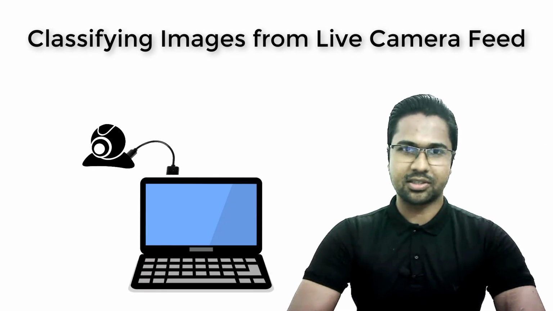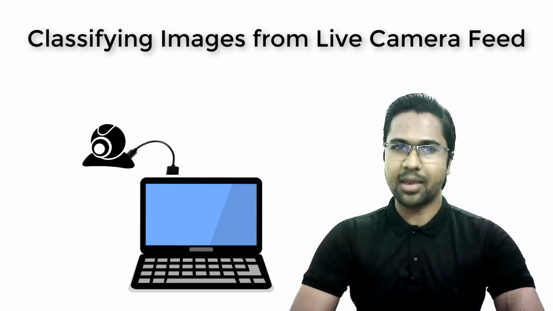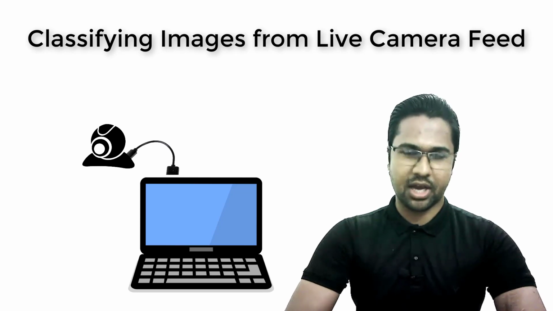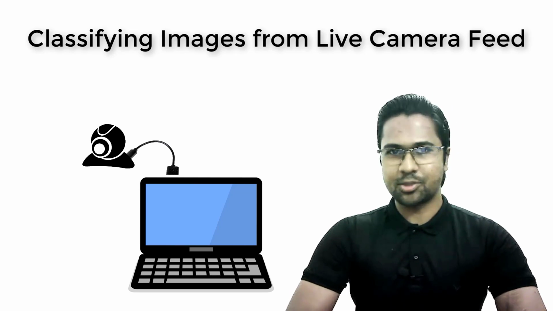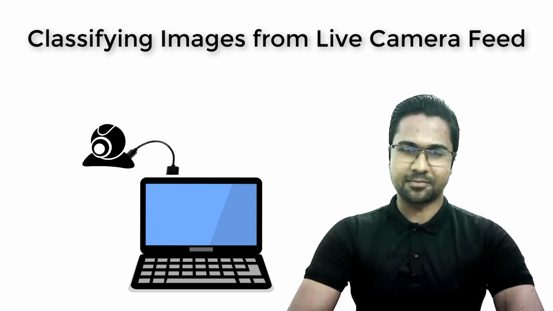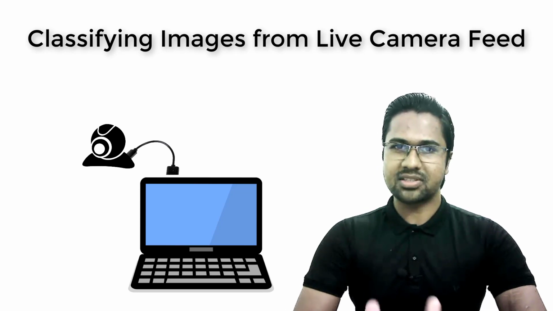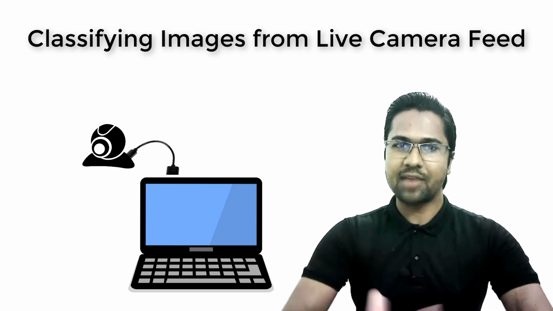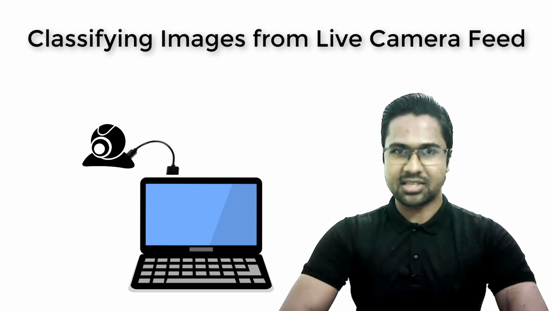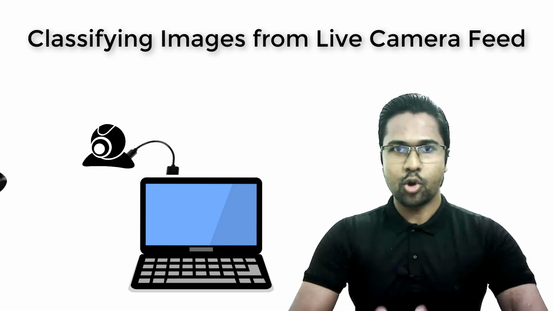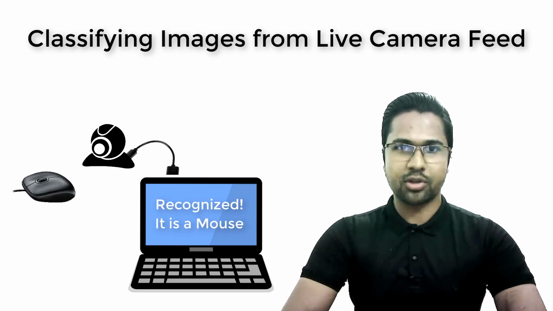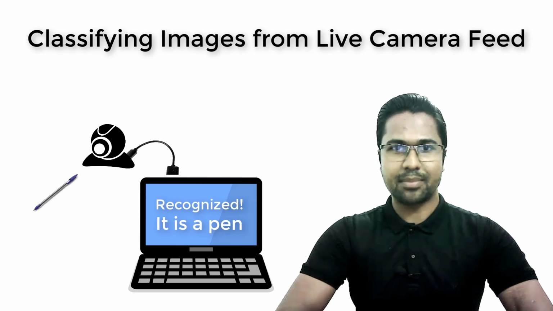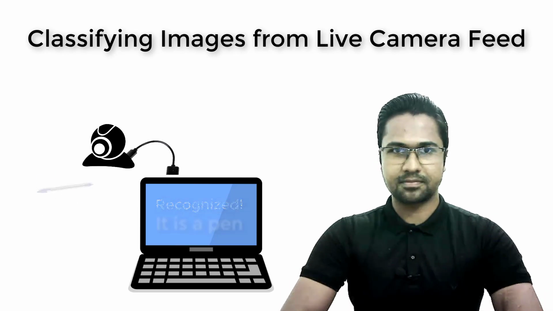In the previous lesson, we learned how to classify images from a single snapshot. In this lesson, we're going to take it to the next level. Instead of dealing with a single snapshot, we're going to capture images from a live webcam feed and classify them. That means, whenever you put some object in front of the camera, it takes the image and classifies it.